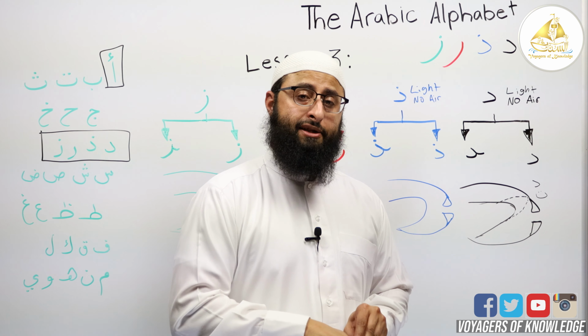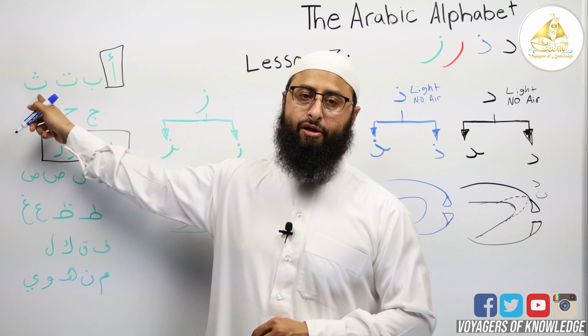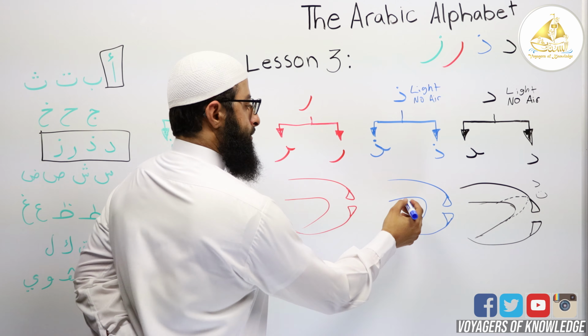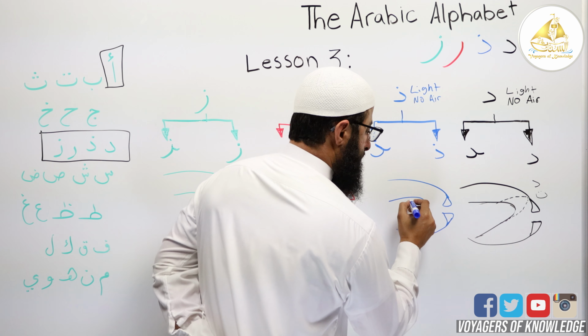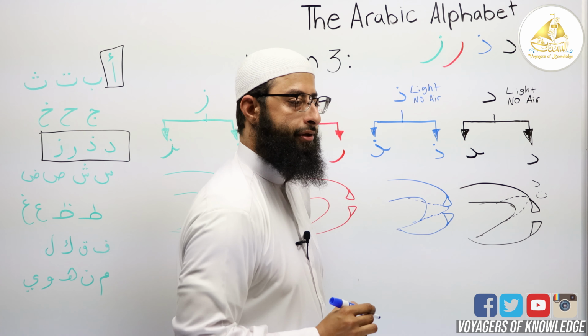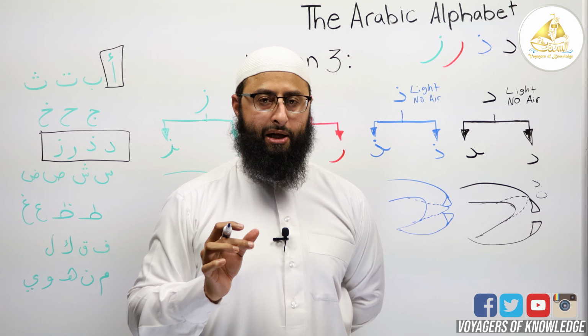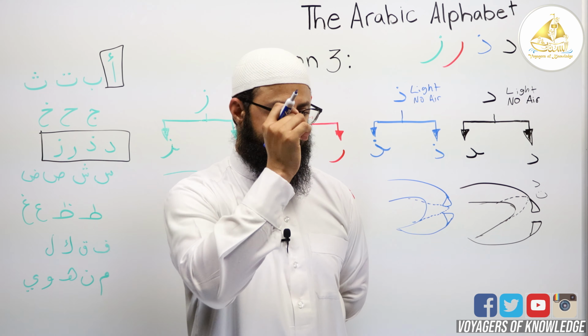Where's the dhal located? Well, the dhal is located with a letter we've already learned, the tha. So, like that, the tip of your tongue will extend to the bottom of the front 2 teeth. There, you will say dhal. So the bottom of the front 2 teeth.